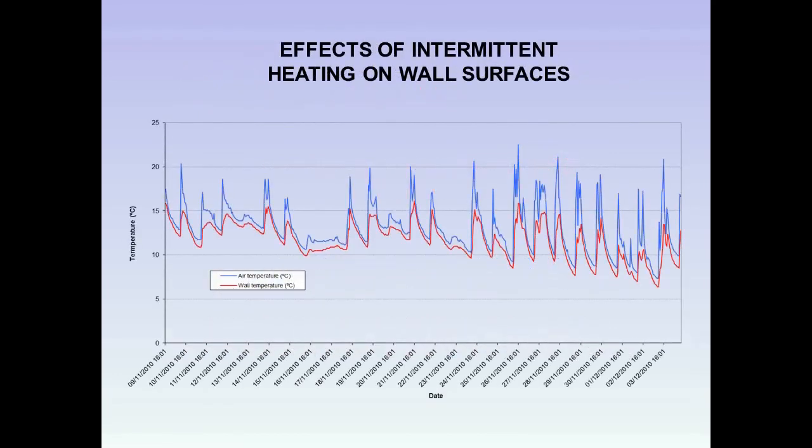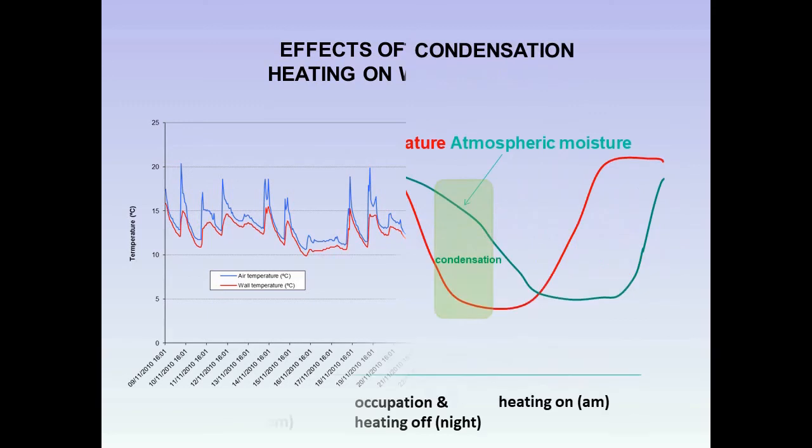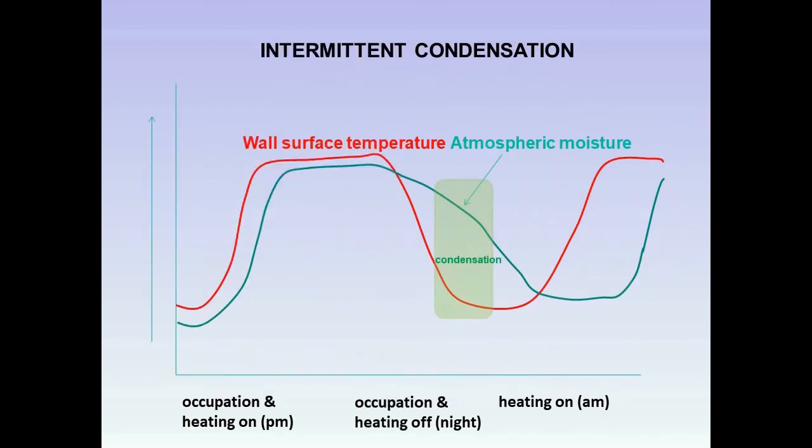We saw this earlier, the effects of heating on wall surfaces, especially intermittent heating, but it does show that wall surfaces do heat up very quickly and therefore lower the relative humidity of any air in the boundary layer against that wall. We saw how condensation can occur at various times, well beyond the times that we expect it, not during the day, perhaps during the early morning.